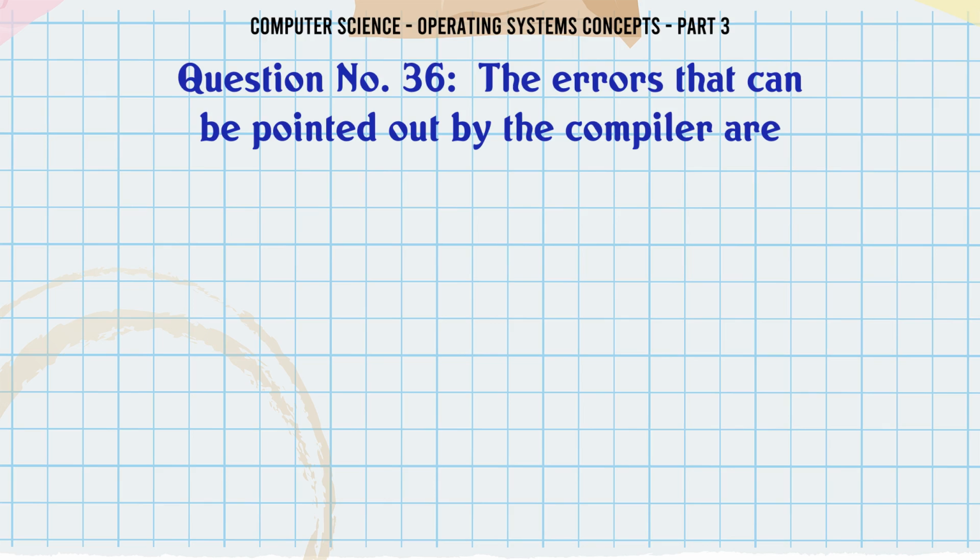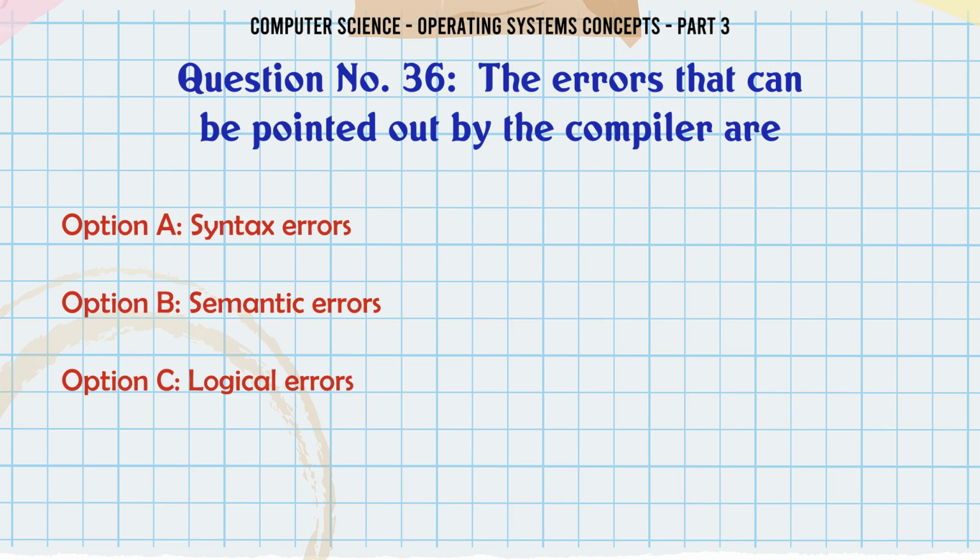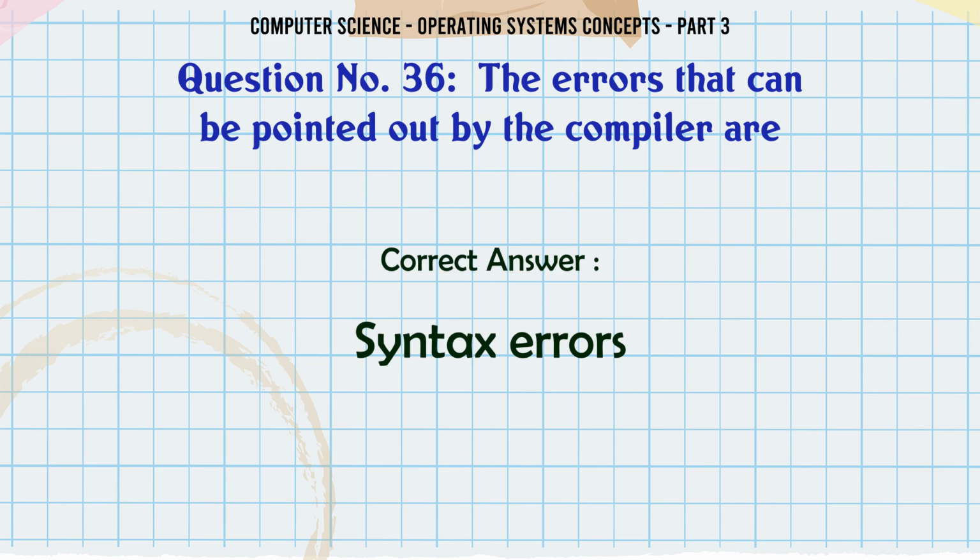The errors that can be pointed out by the compiler are A. Syntax errors, B. Semantic errors, C. Logical errors, D. Internal errors. The correct answer is syntax errors.